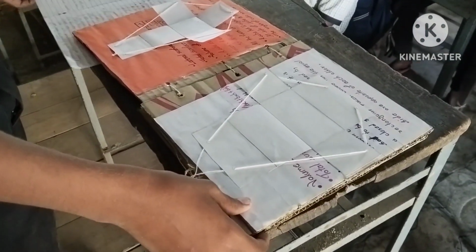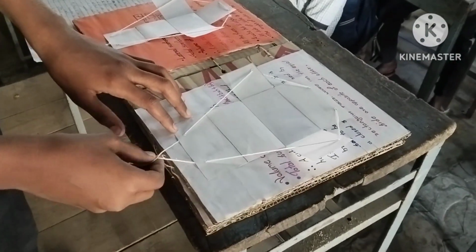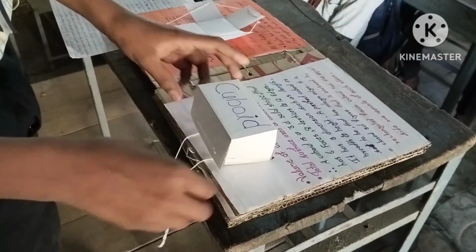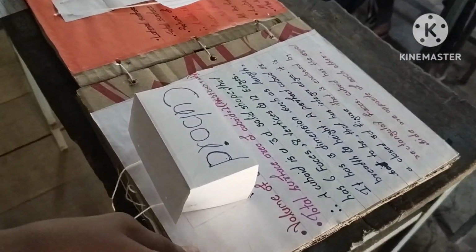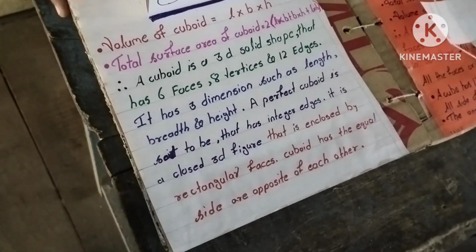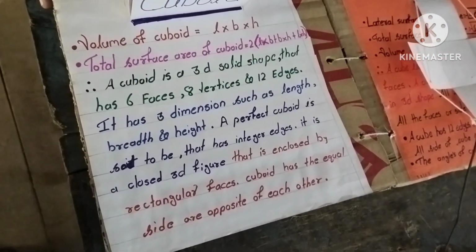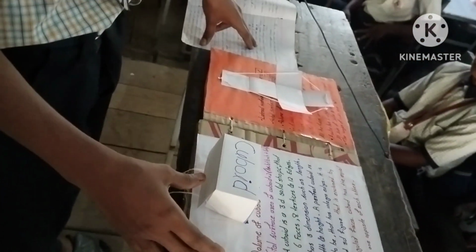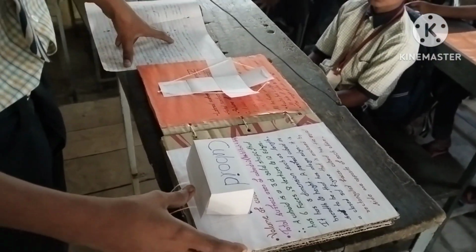Second, when I pull the rope of the cuboid, the cuboid will be perfectly made. The total surface area of cuboid is 2 in bracket L multiply B plus B multiply H plus L multiply H. Second, the volume of cuboid is L multiply B multiply H.